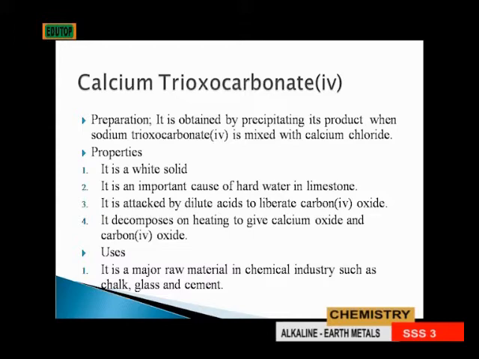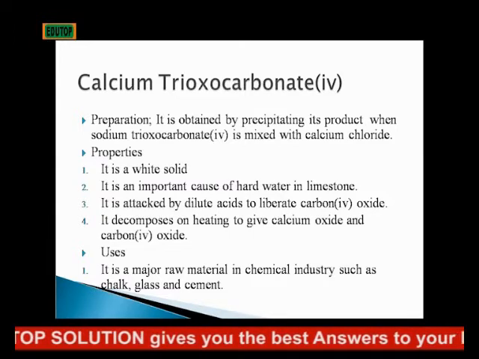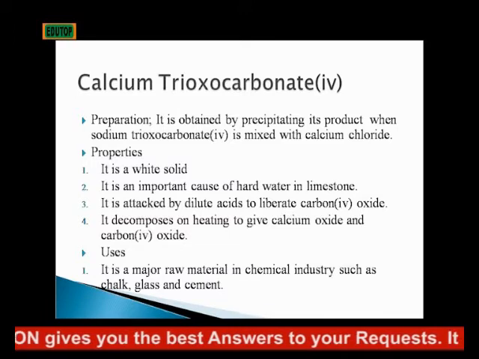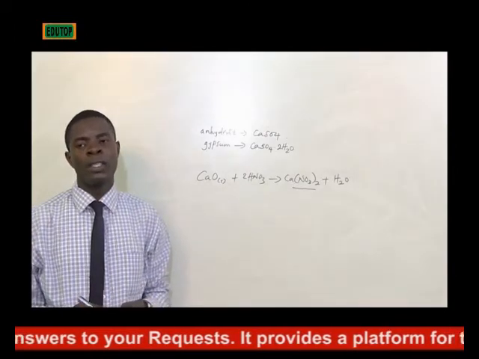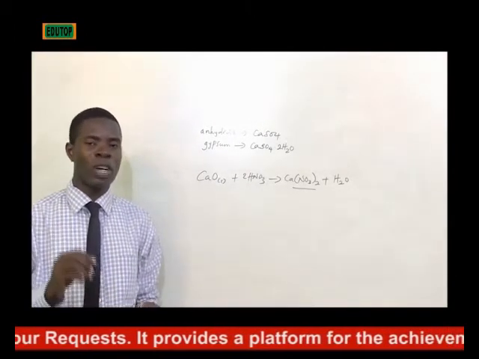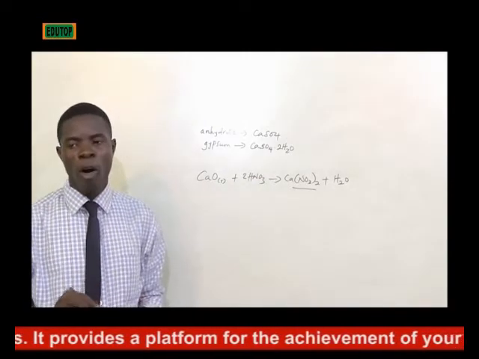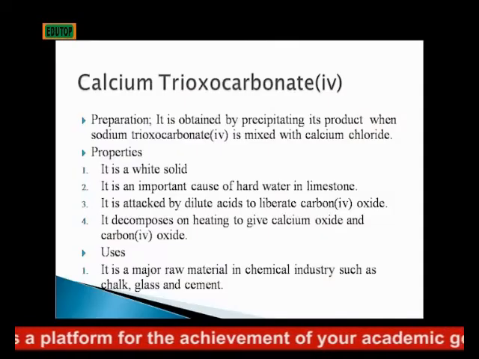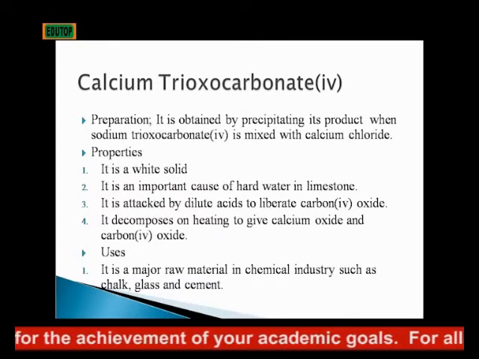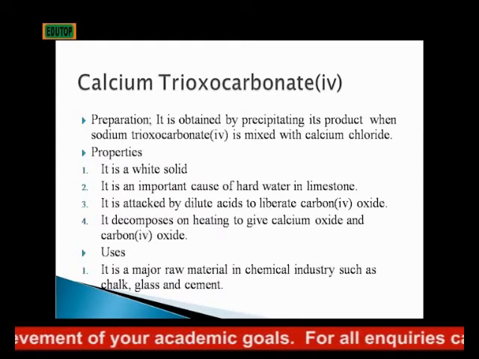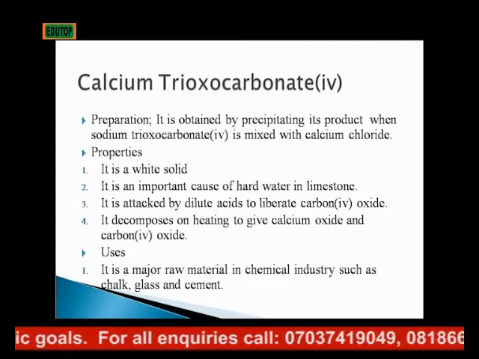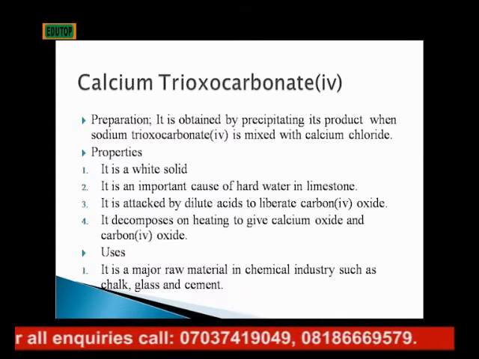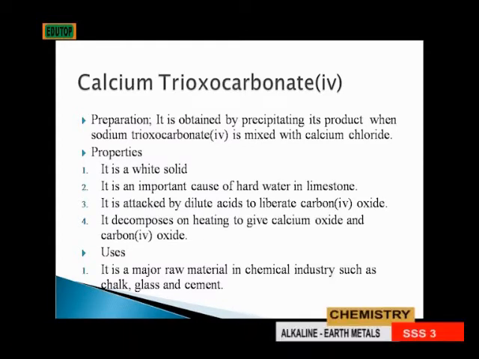3. It is attacked by dilute acid to liberate carbon (IV) oxide. Because it is a base and a trioxocarbonate (IV) in that respect, acid reacts with trioxocarbonate (IV) to liberate carbon (IV) oxide. 4. It decomposes on heating to give quicklime, which is calcium oxide, and carbon (IV) oxide. Uses. It is a major raw material in the chemical industry, such as chalk, glass, cement, etc.